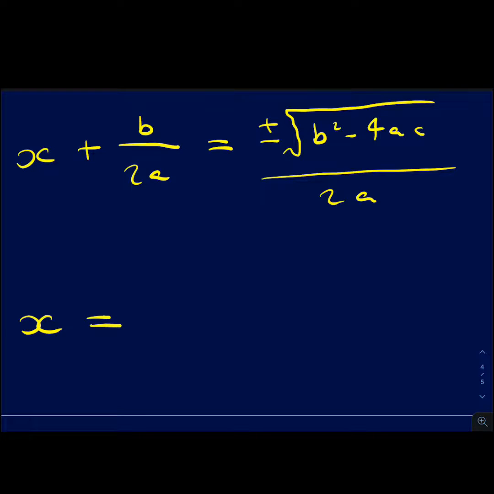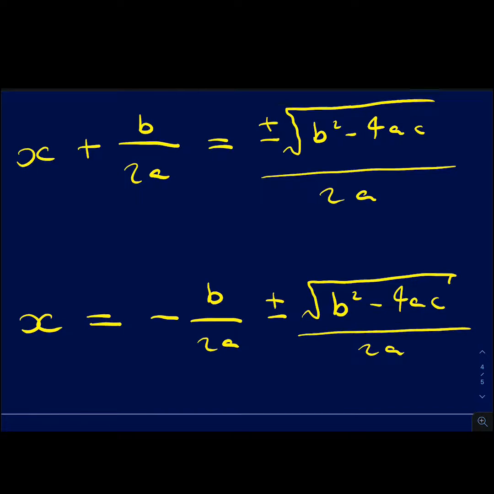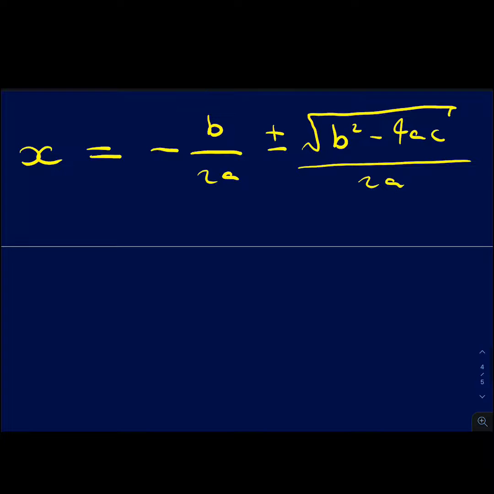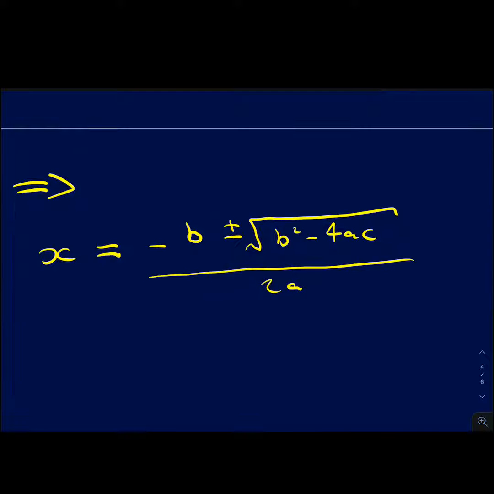And now we minus b over 2a from both sides. So x equals minus b over 2a plus or minus all that we had before. So plus or minus the discriminant, which is the square root of b squared minus 4ac over 2a. And now we do as we did before and combine the fractions when they have the same denominator. So this implies that x equals minus b plus or minus the square root of b squared minus 4ac, all divided by 2a. And that is the quadratic formula.